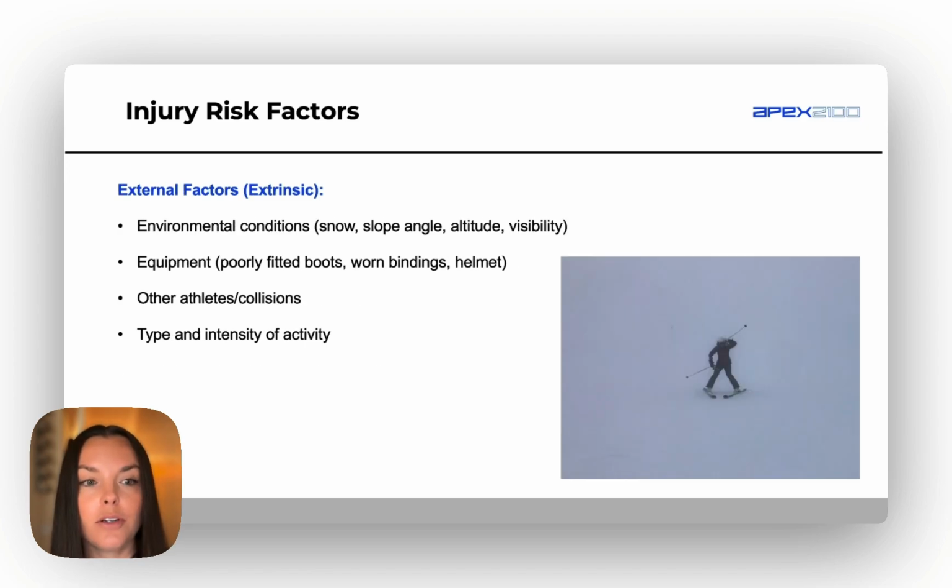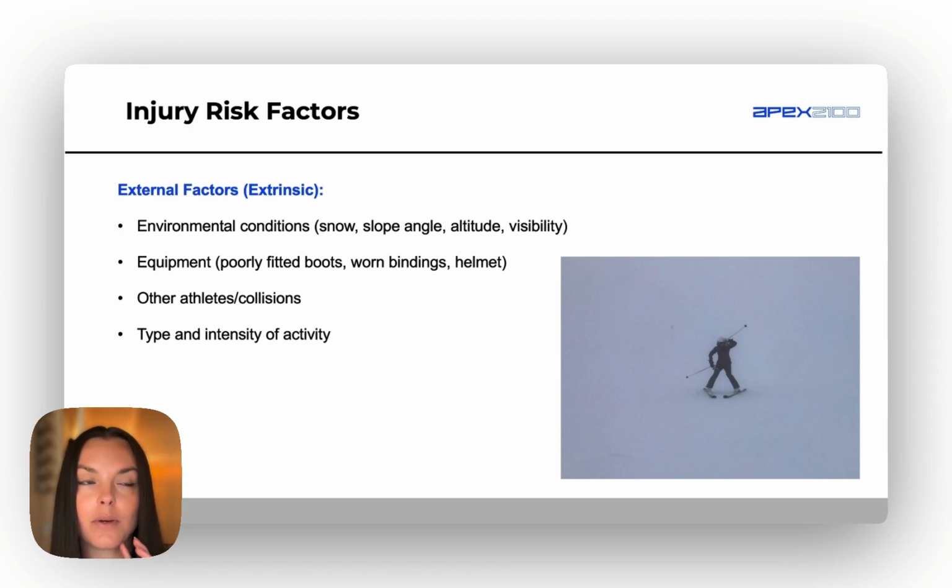Okay, and then external risk factors or extrinsic risk factors, things outside of you, things like the environmental conditions, the weather. So if it's really hot, that can lead to heat stroke. If the visibility is bad, if the terrain is super icy, these play a big role, especially in skiing. Equipment, again, another very relevant one to skiing. So if we're wearing poorly fitted equipment, like bad boots, or our bindings are no good, or we've had a few crashes in our helmet, it's not going to protect us as well as it once did.